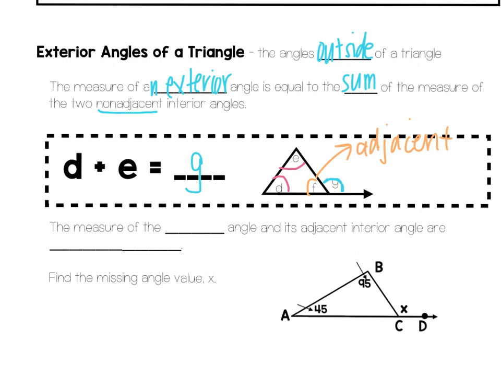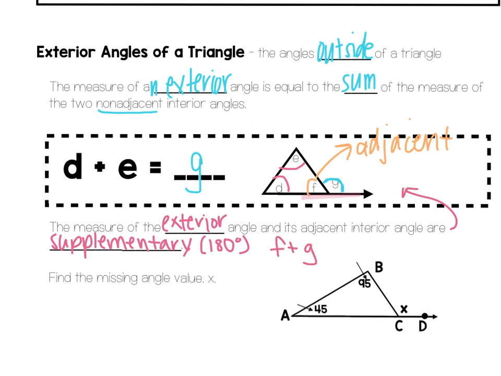If you notice though, F and G form a straight line. And so the measure of the exterior angle and its adjacent interior angle are supplementary. And really, if you go back to this diagram up here, it will look like F plus G equals 180 degrees.